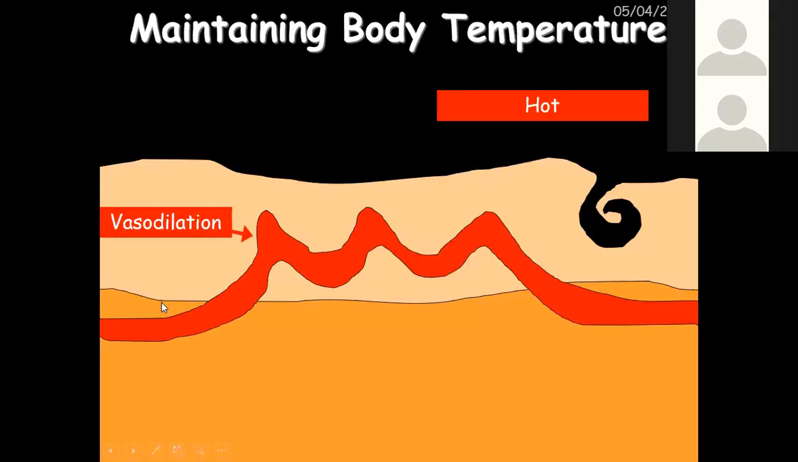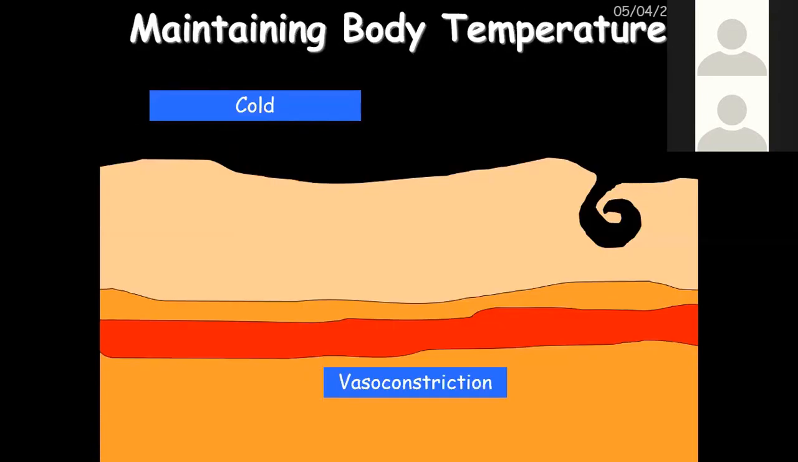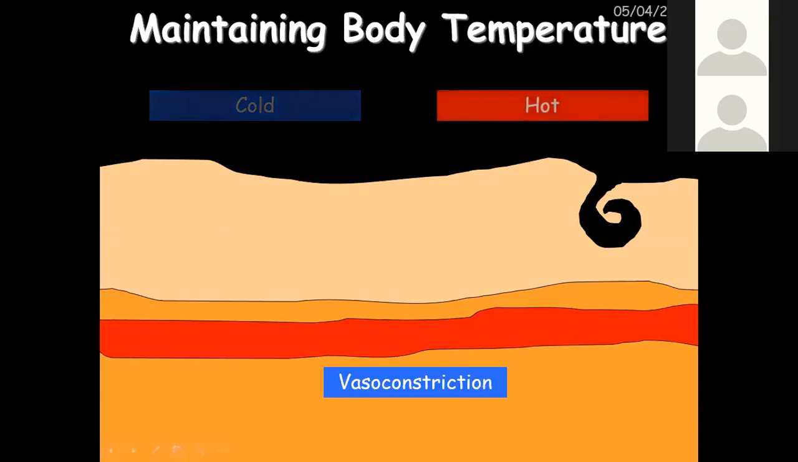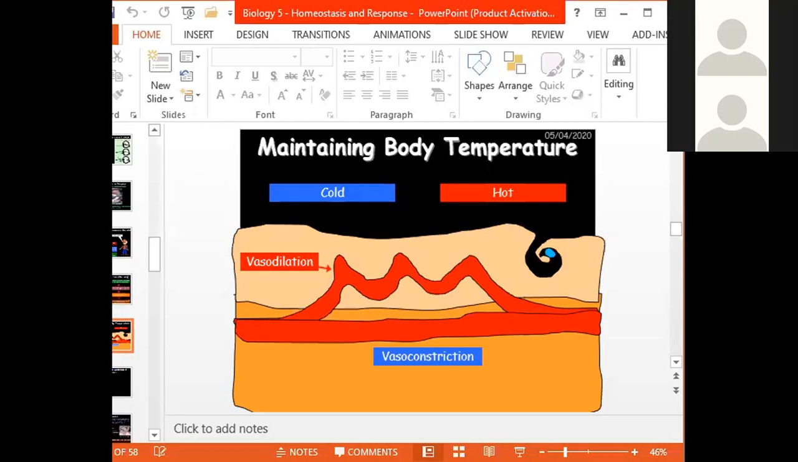So this is very important. I want you guys to take what I've just said and summarize it in a paragraph. Write down maintaining body temperature. I want you to use the words vasoconstriction and vasodilation in your answer. So this might be a 6-mark question. In fact, let's make it a 6-mark question.